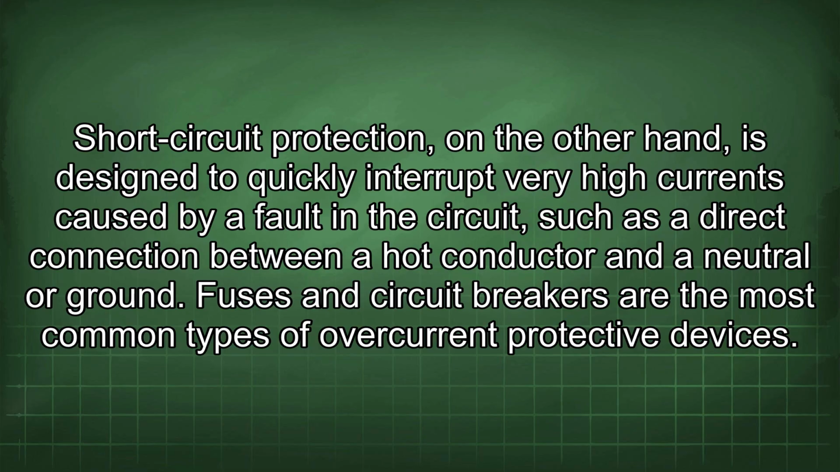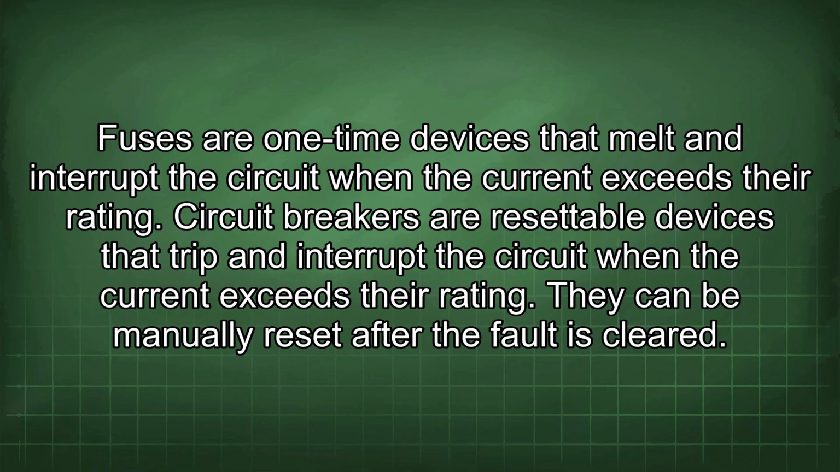Short-circuit protection, on the other hand, is designed to quickly interrupt very high currents caused by a fault in the circuit, such as a direct connection between a hot conductor and a neutral or ground. Fuses and circuit breakers are the most common types of overcurrent protective devices. Fuses are one-time devices that melt and interrupt the circuit when the current exceeds their rating. Circuit breakers are resettable devices that trip and interrupt the circuit when the current exceeds their rating. They can be manually reset after the fault is cleared.